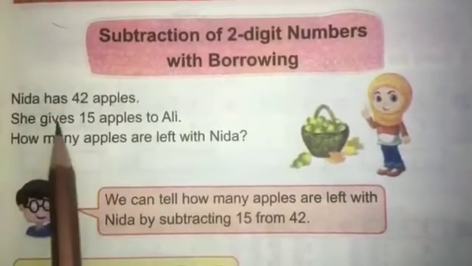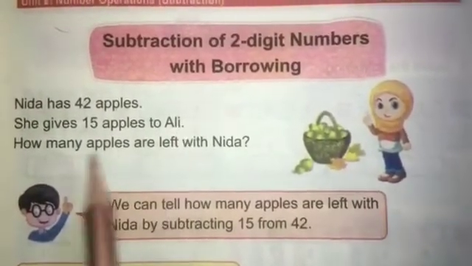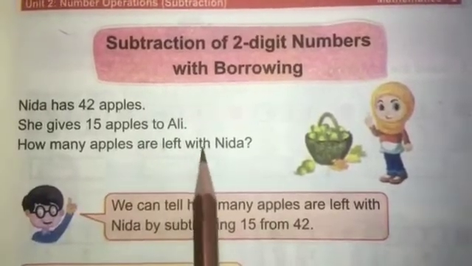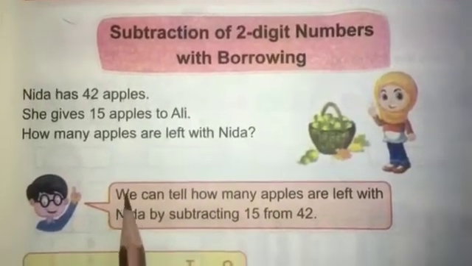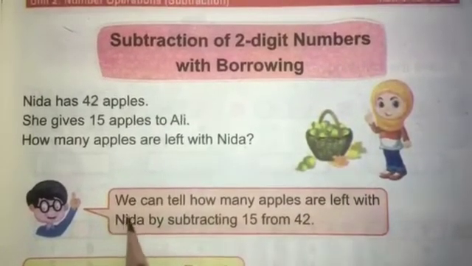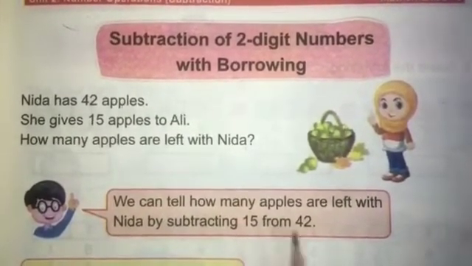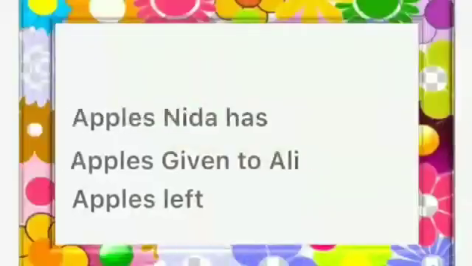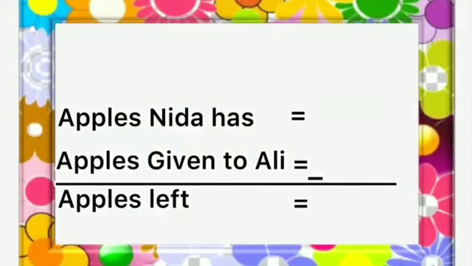Nida has 42 apples, she gives 15 apples to Ali. How many apples are left with Nida? We can tell how many apples are left with Nida by subtracting 15 from 42. Let us find out. Apples Nida has 42. Apples given to Ali 15.